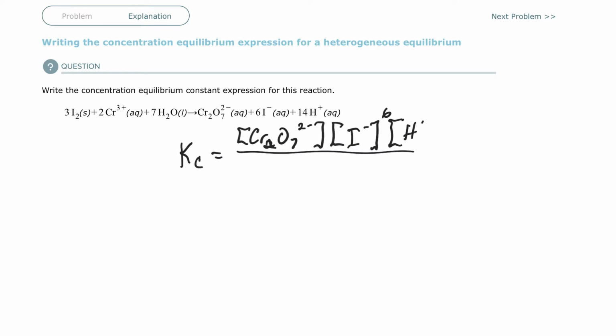The next one is H+. It's aqueous, so I include it. It has a coefficient of 14, so I have to raise it to the 14th power. Okay, my products are done. I come to the reactants. I'm going to ignore this one, okay, because it's a solid. I'm going to ignore that one because it's a liquid. So that means I'm going to have chromium 3 plus ion, and then I look, and it's got a coefficient of 2, so it's raised to the 2nd power. And that's how you do that.